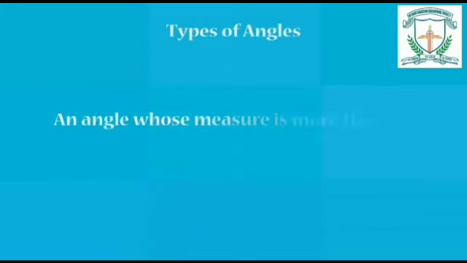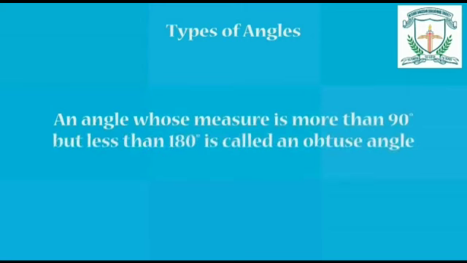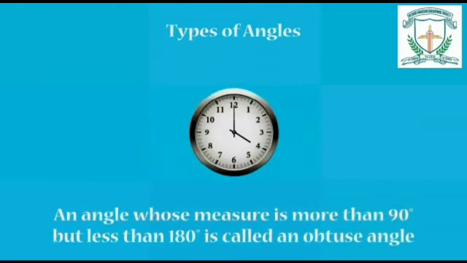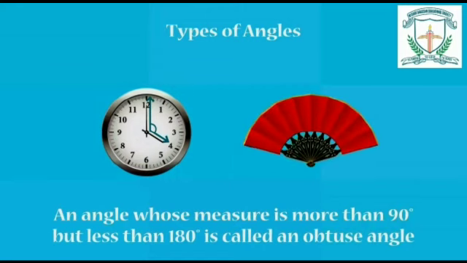Second one. An angle whose measure is more than 90 degree but less than 180 degree is called an obtuse angle. The hands of a clock at 4 o'clock is an obtuse angle. The angle formed by the Japanese fan shown are the examples of obtuse angle.